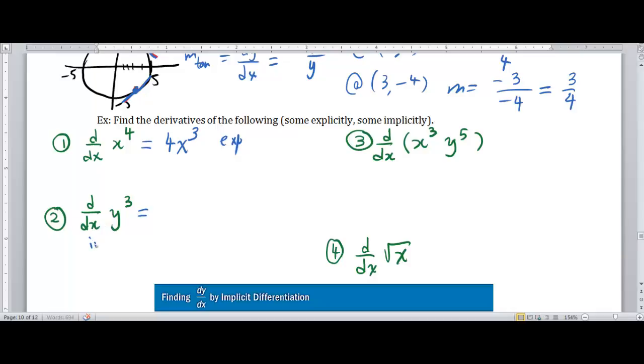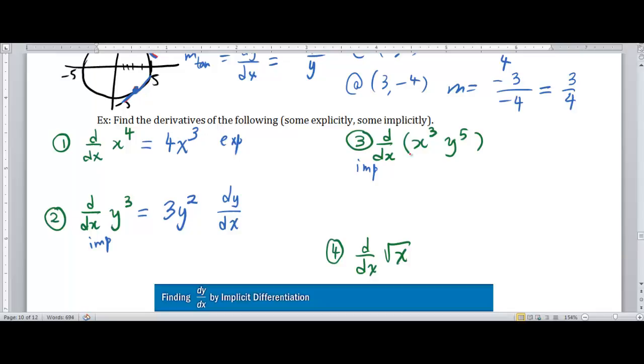Okay. This one, now we're taking the derivative with respect to x but of y. So here I need to do implicit differentiation. What's the derivative of y cubed? 3y squared. But I took the derivative of y with respect to x. Alright, how about this one here? x cubed y to the 5th. Well, it's x and y together, isn't it? So, again, if it was just x, we would do what we've been normally doing. But now we have to do implicit.